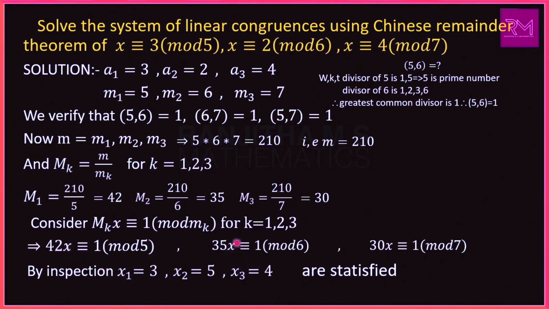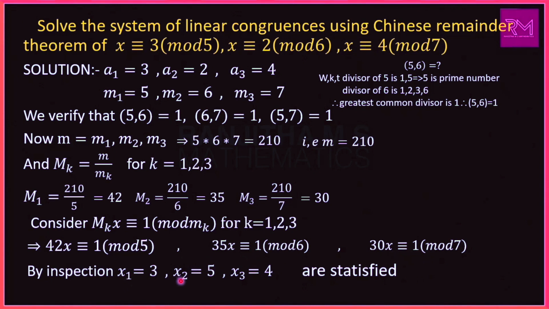In a similar way, if we substitute x equal to 1, 35 congruent to 1 mod 6, so 6 divides 35 minus 1, which is 34. 6 does not divide 34, so it's not satisfied. If we try 2, 3, 4 and so on, we get x equal to 5. Substituting x equal to 5, 35 into 5 is 175, and 175 minus 1 is 174. Obviously 6 divides 174, satisfied. Similarly, if we substitute x equal to 4 for the third congruence, it is satisfied. Therefore, by inspection, x1 is 3, x2 is 5 and x3 is 4.